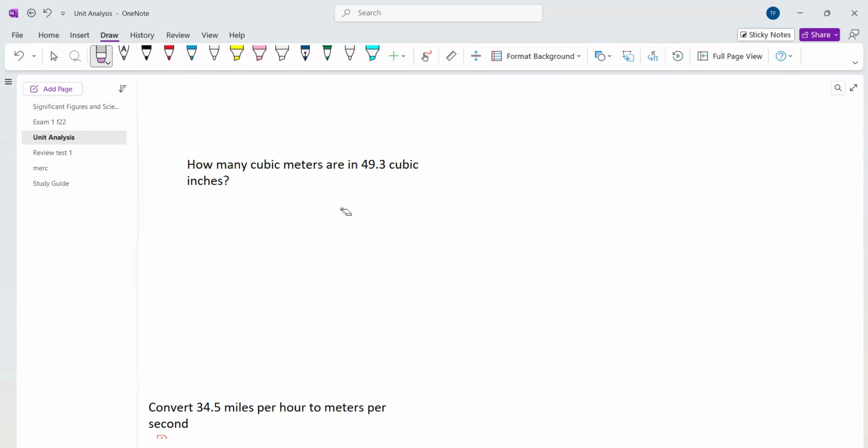Okay. Cubic meters to cubic inches. Okay, so we're starting with 49. Now, cubic means three-dimensional. Square is two-dimensional. Length is one-dimensional.